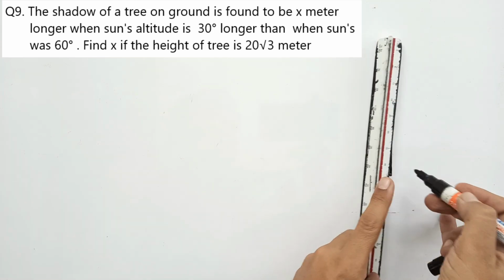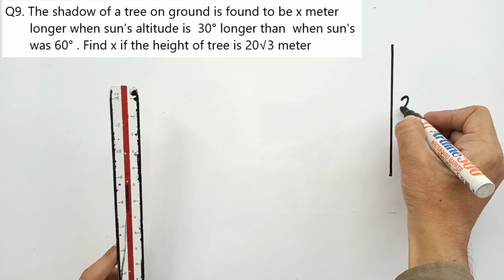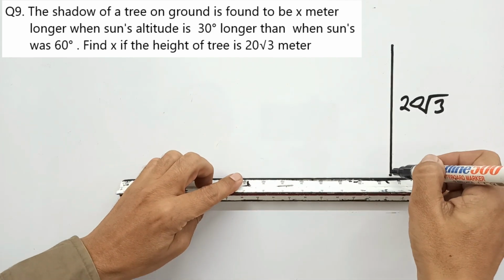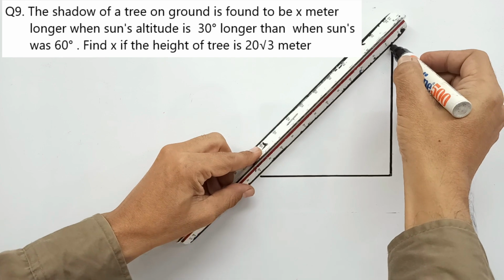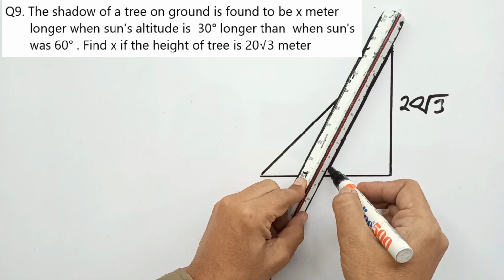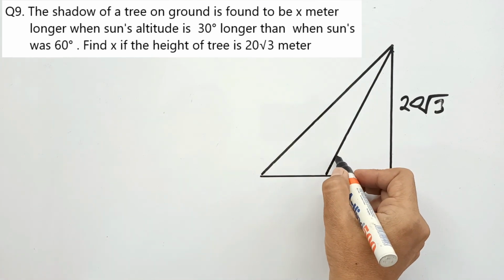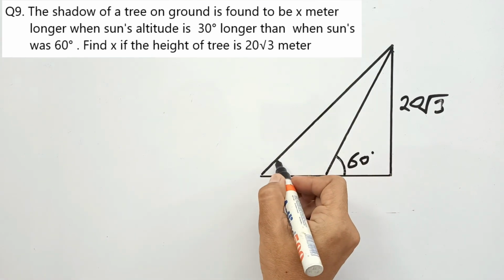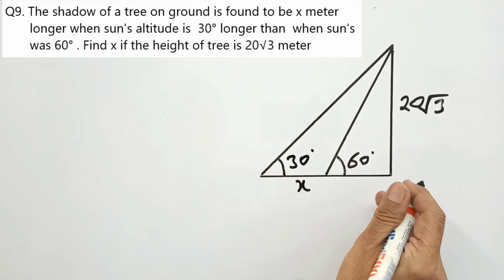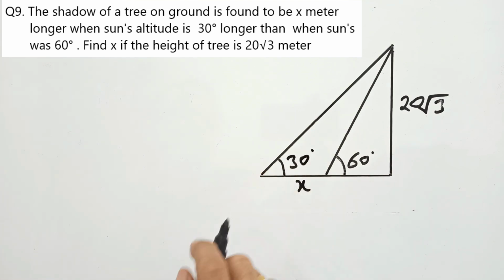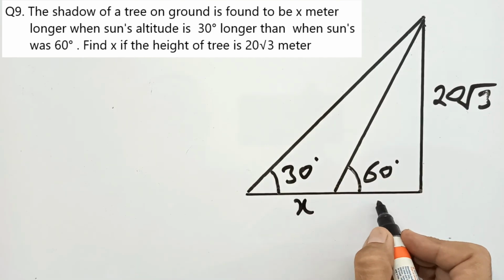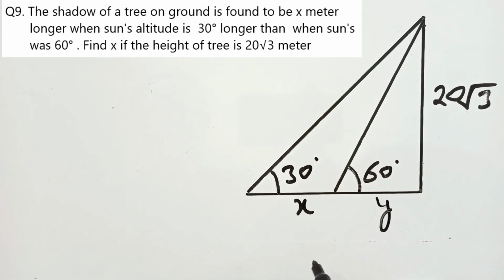So let us draw the diagram. Let this be the tree, 20 root 3 is given in the question, and the sun's altitude decreases. You can see initially it was 60 degree, now it decreases to 30 degree. Then the shadow will be x meter longer than the previous length of shadow. Let us suppose this segment is y.